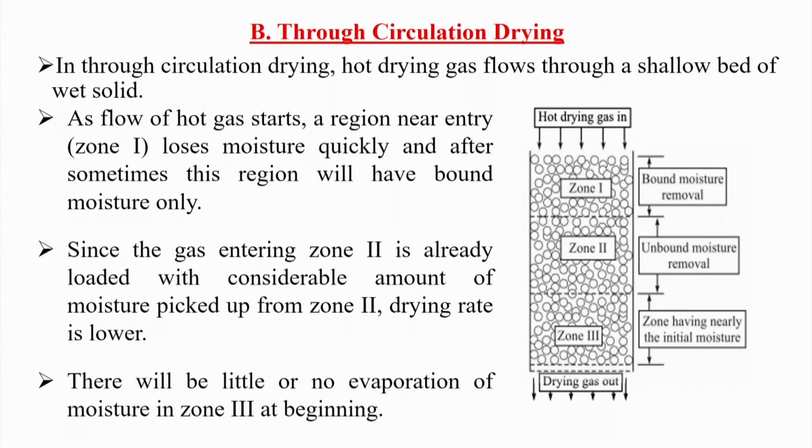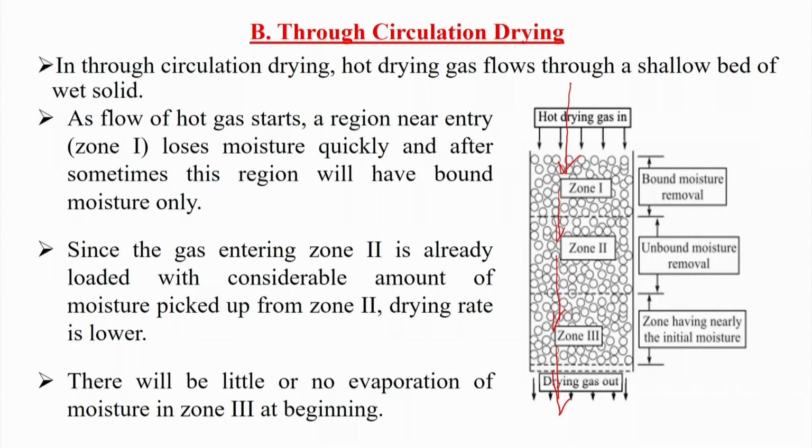Now, we will be discussing another batch drying process, that is through circulation drying. In through circulation drying, hot drying air flows through the shallow bed of the wet solid. The wet material is placed in a column, and hot drying air enters from the top, passes through the wet solid, and forces the moisture to be removed. Then the cold, moist air comes out from the bottom of the packed bed.